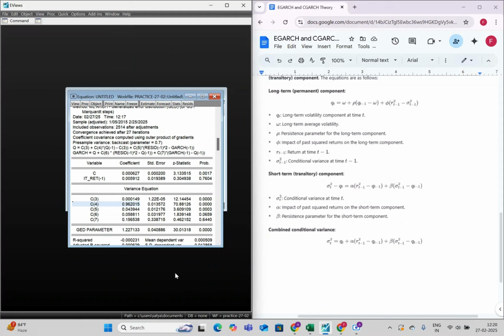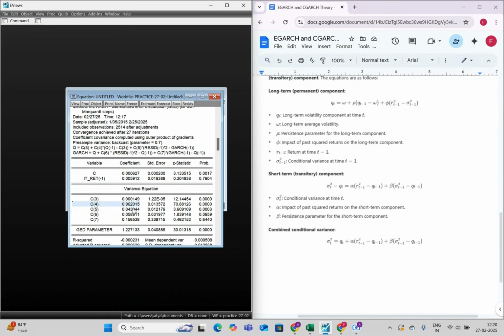This shows that there is a long-term persistence of the permanent component of volatility, which is not a very good indicator. However, it is not equal to 1, which means that the permanent component does die down over a long time. However, it is very close to 1. The rho component, which is C4, is very close to 1.